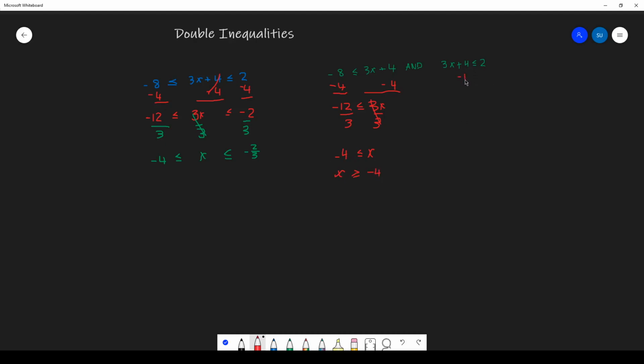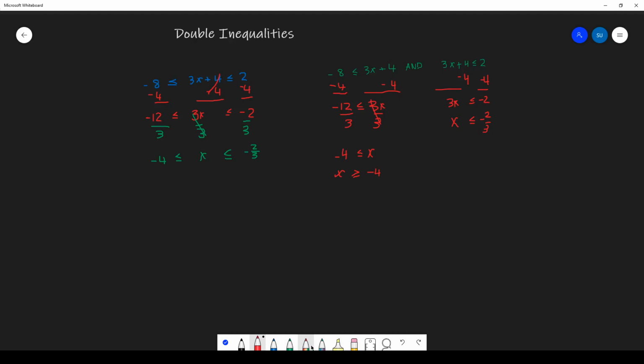And let's do the same thing here. Minus 4, minus 4. You get 3x is less than or equal to negative 2, and x is less than or equal to negative 2/3 after dividing by 3 on both sides. So these right here are your two conditions: x is greater than or equal to negative 4, and x is less than or equal to negative 2/3. If you look up here, you see an "and." If you remember back to our compound inequalities, we had to pick a range of solutions that satisfied both conditions when you saw an "and."